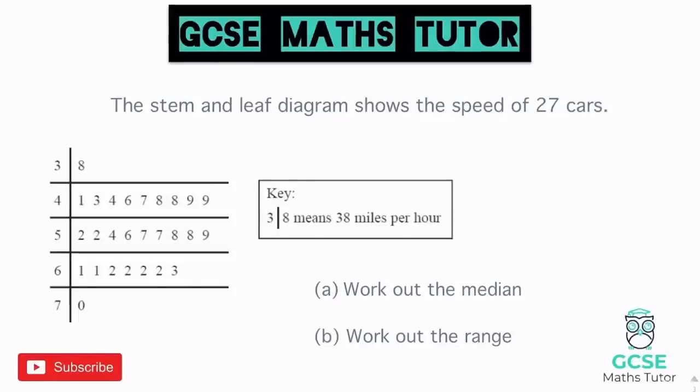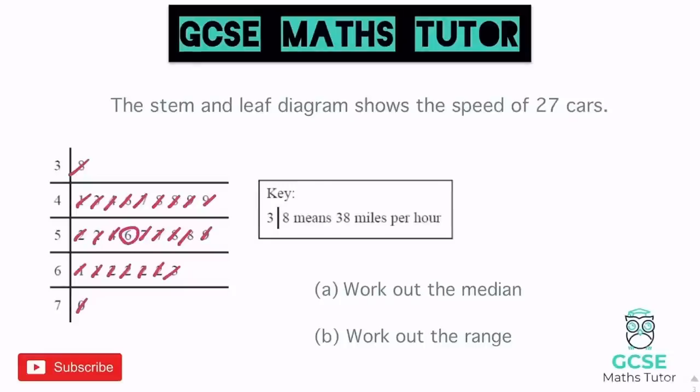So if there's 27, I'm going to cross off 10 from each side at least, so I can start to get from the middle. So 1, 2, 3, 4, 5, 6, 7, 8, 9, 10, and then going from the back, 1, 2, 3, 4, 5, 6, 7, 8, 9, 10. Now I'm just going to do one from each side until I get one in the middle. So 1 and 1, 2 and 2, 3 and 3, and I'm left with this one here.